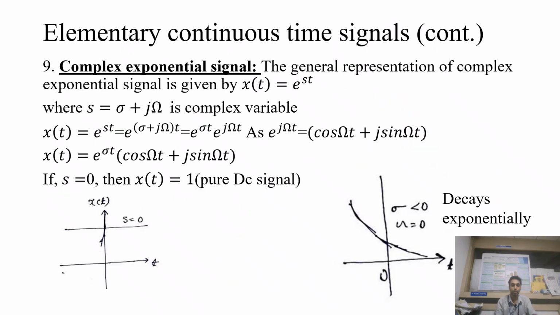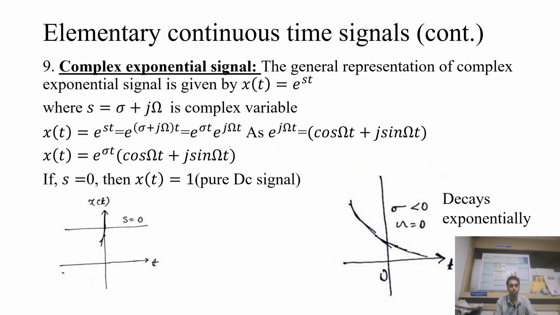Similarly, for complex also, the sigma we can put s is equal to sigma plus j omega. So x of t is e to the st, e to the sigma plus j omega into t, sigma t, j omega t. As e to the j omega t is, we know that e to the j theta is cos theta plus j sin theta. So j omega t you are writing cos omega t plus j sin omega t.